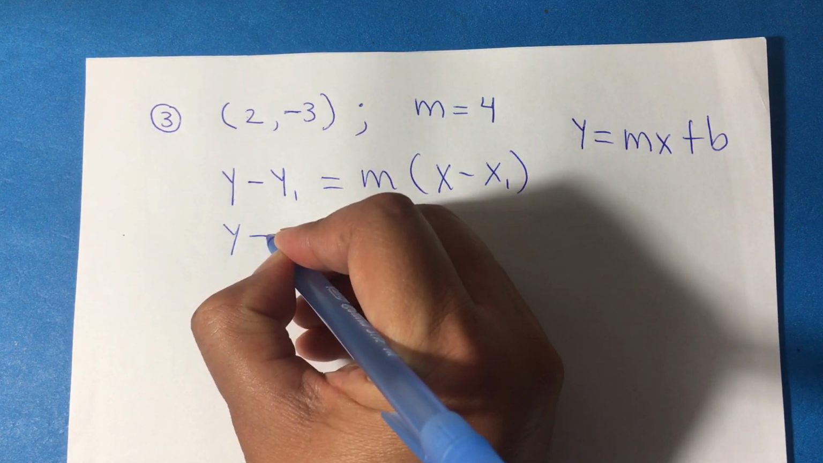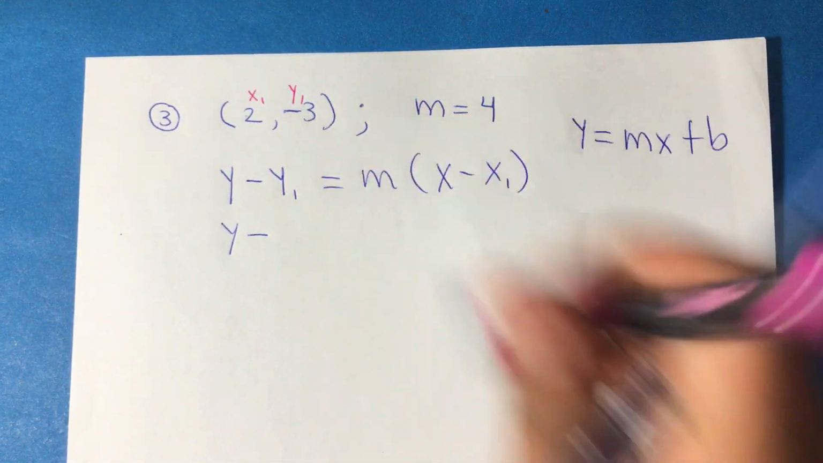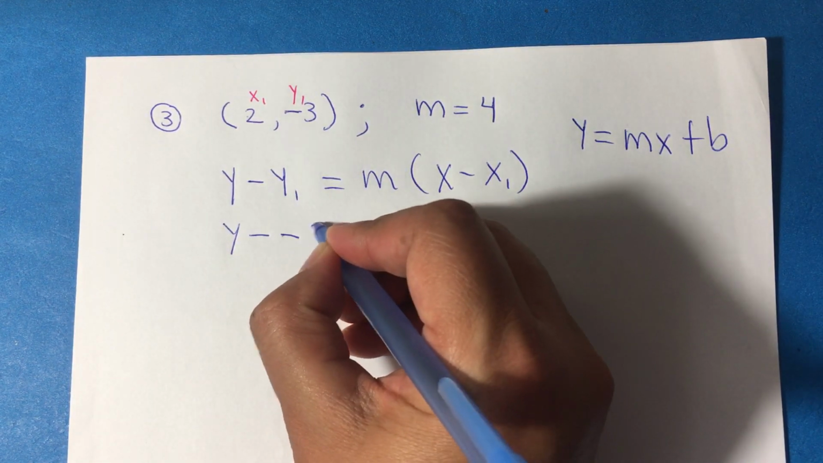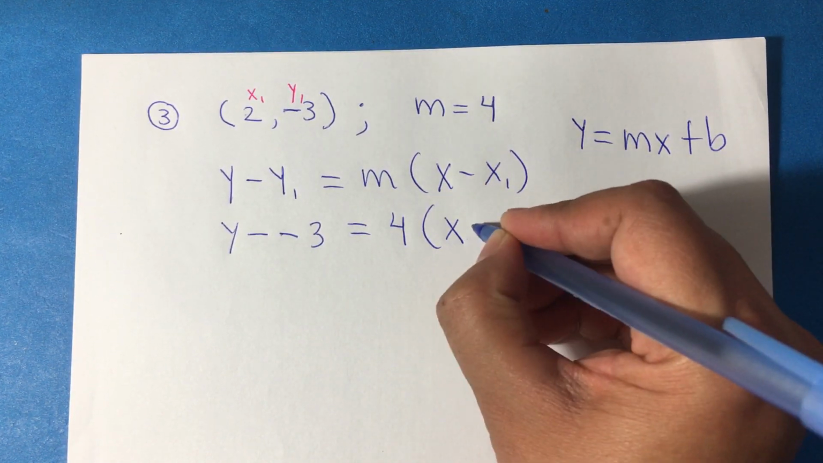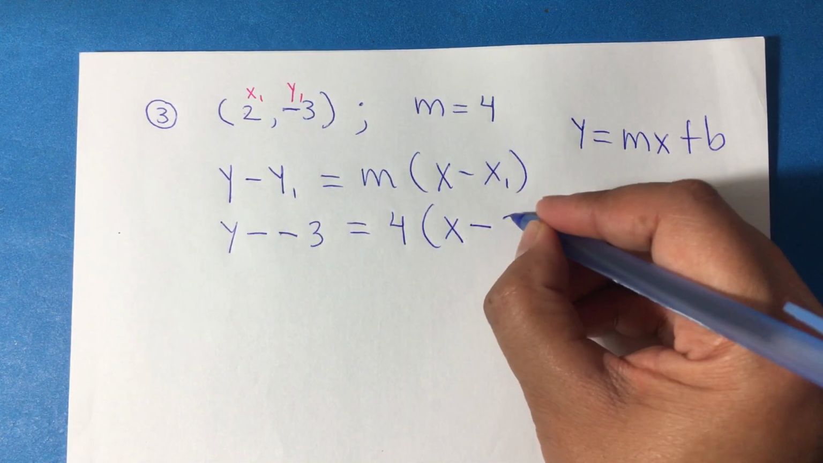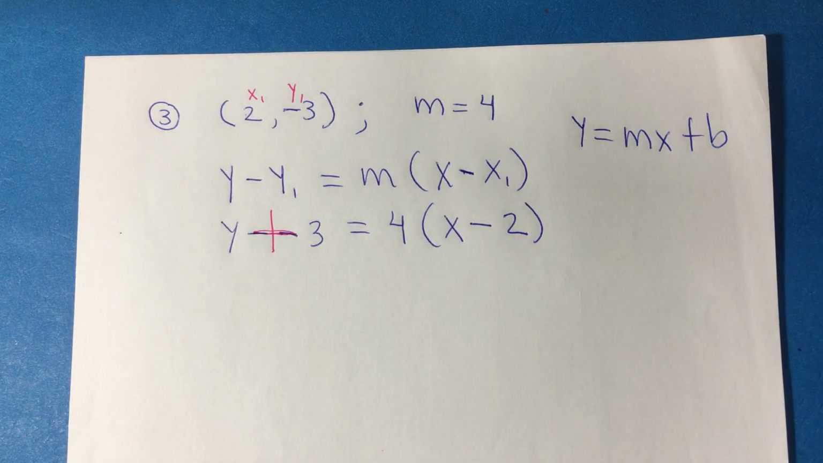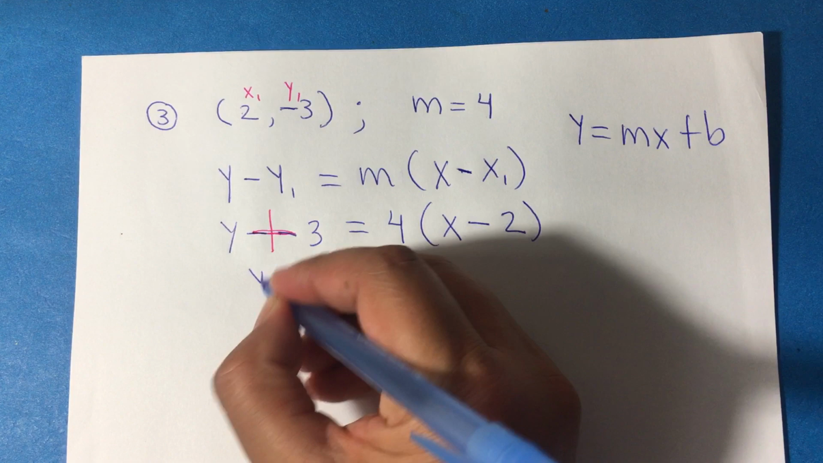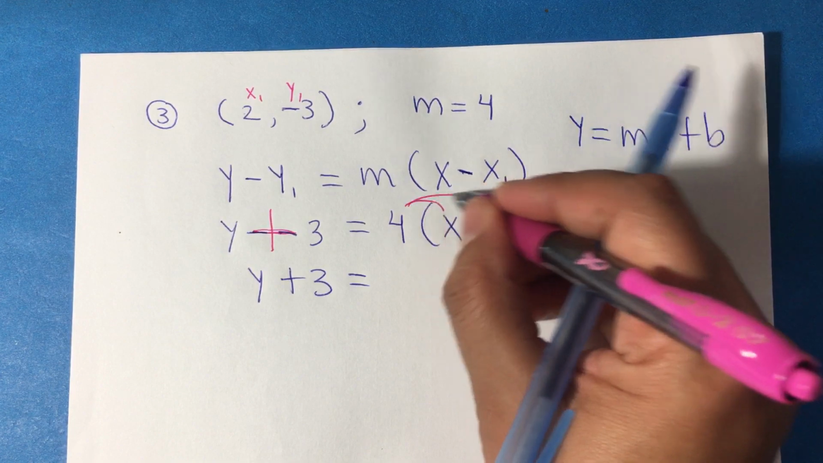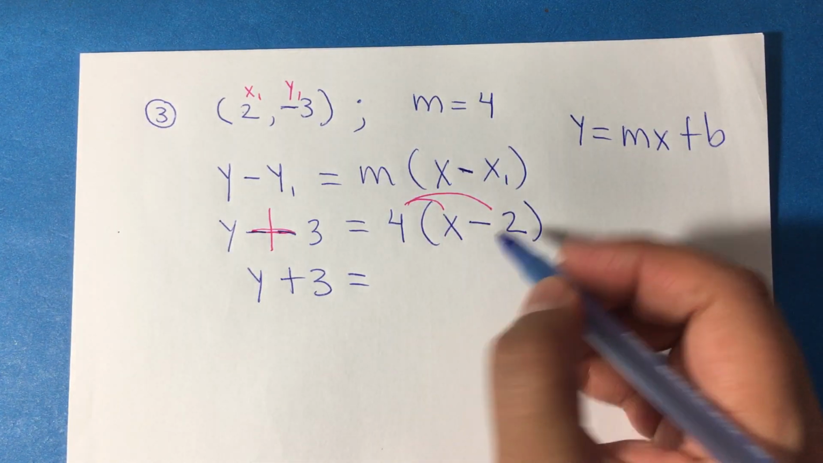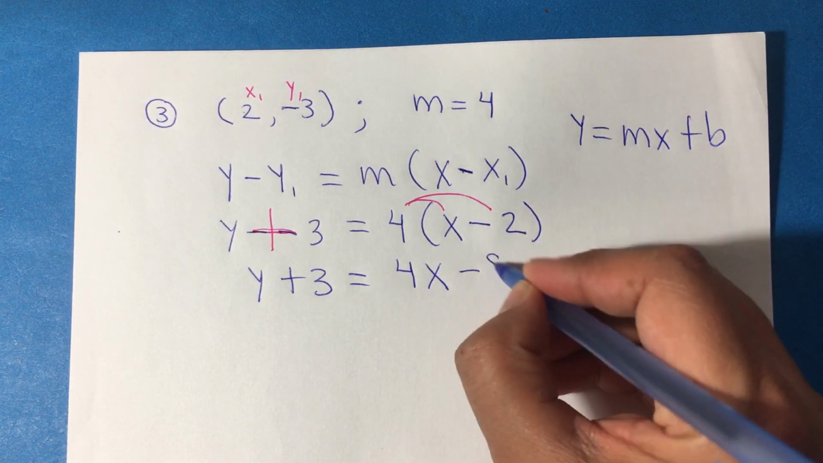Y minus, and then again the y, so this is x1, y1, has a negative. So negative and -3. The slope is 4. Bring down the x, minus 2. Negative, negative makes the big plus, only if they're next to each other, okay? So y plus 3. We do distributive property on the other side. 4 times x is 4x. 4 times -2 is -8.